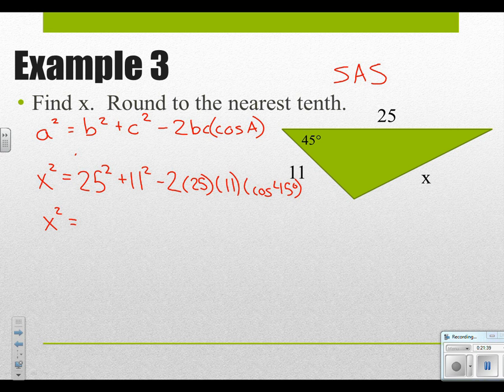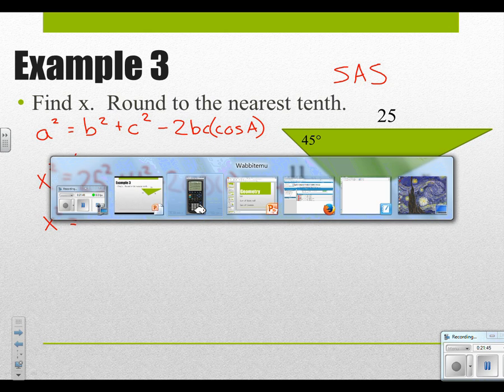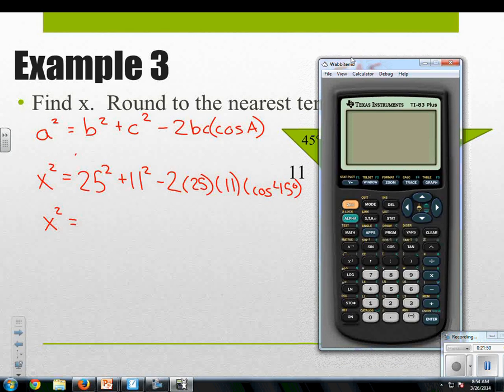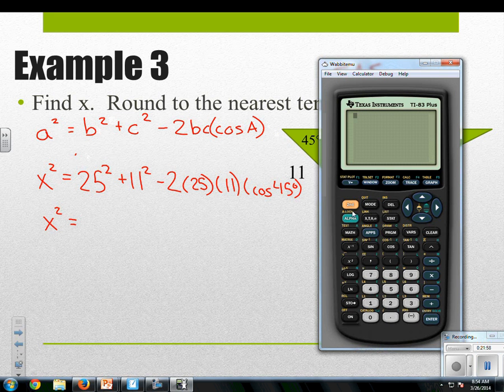So why don't you hold up a second until I get mine on the screen. That entire right side, I just want to type in as one quantity, figure out what it is. Did you say right side? I did say the right side. You mean all of it? I do mean all of it, yes. Starting with the 25 squared all the way down to cosine 45. So type it with me. 25 squared plus 11 squared minus 2 times 25 times 11 times cosine 45.